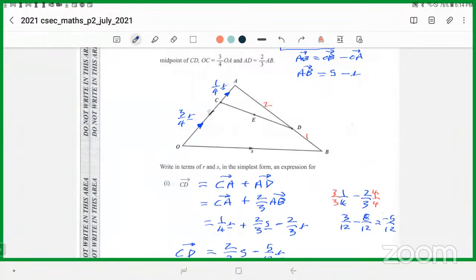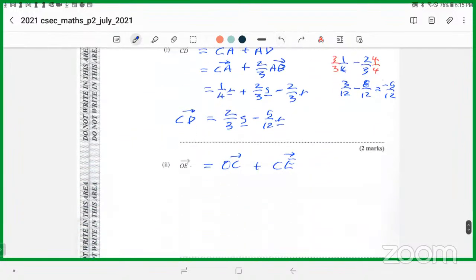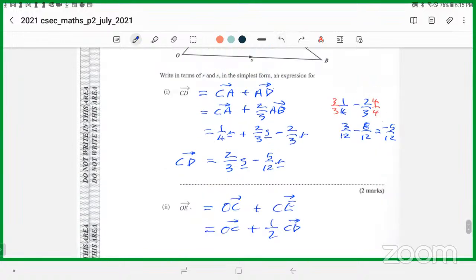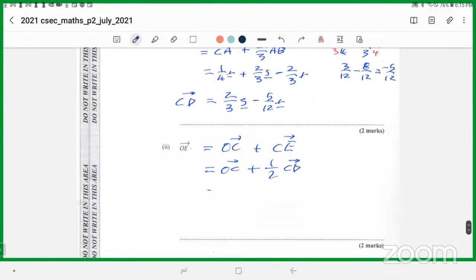Half of the CD. Exactly. We found CD a while ago. So we're going to write OC, because we know that, but CE is half of the CD. So we just need to write half of that. We write OC, which is 3/4 R, so this is 3/4 R, and then we write half of this.